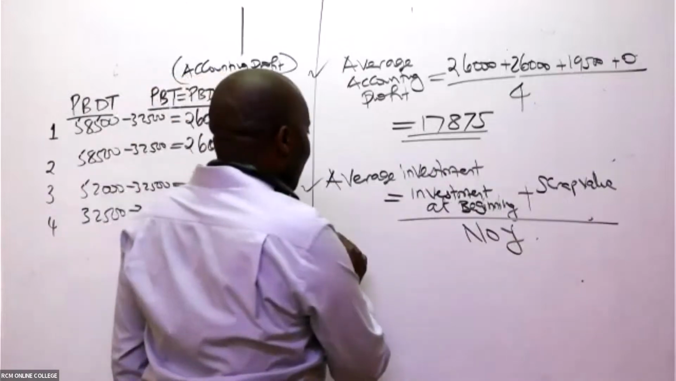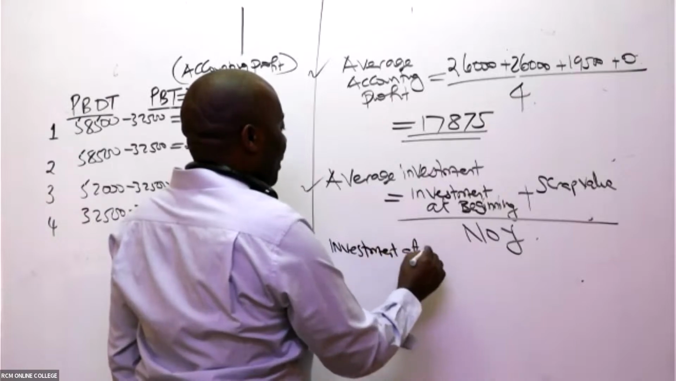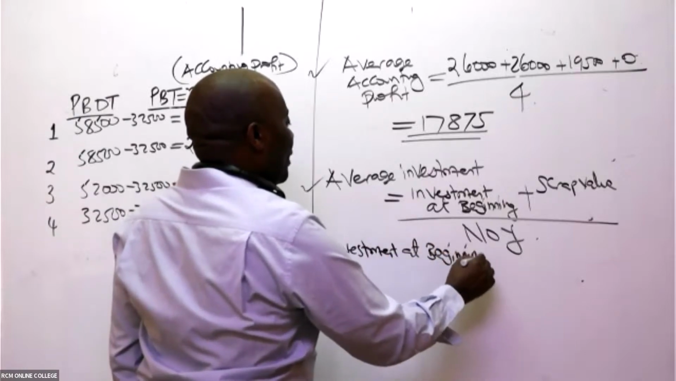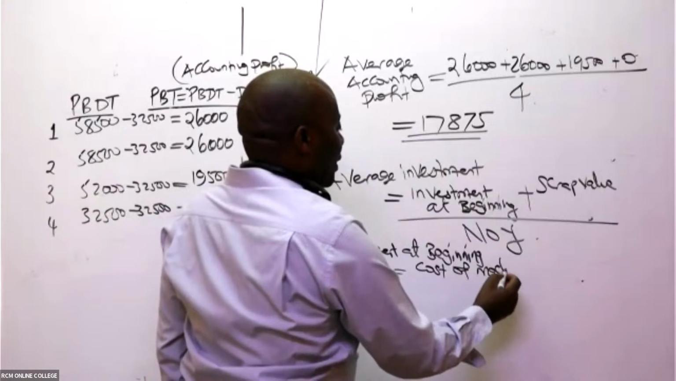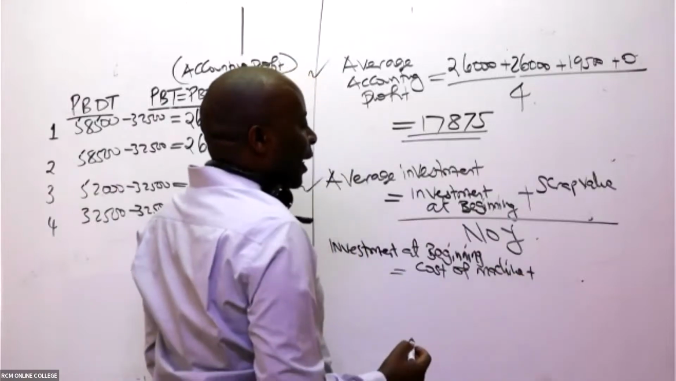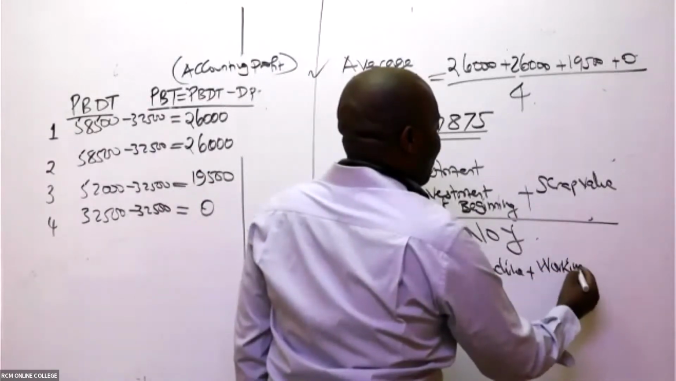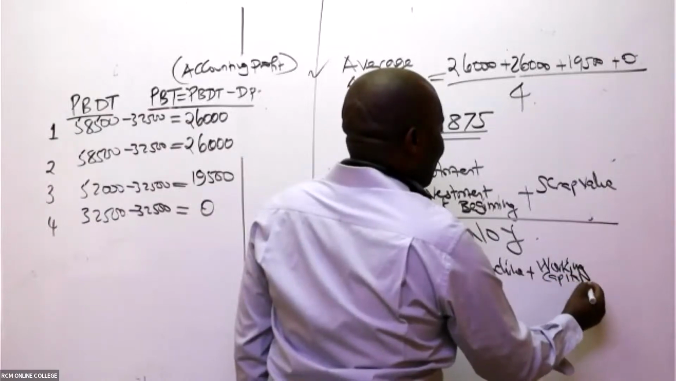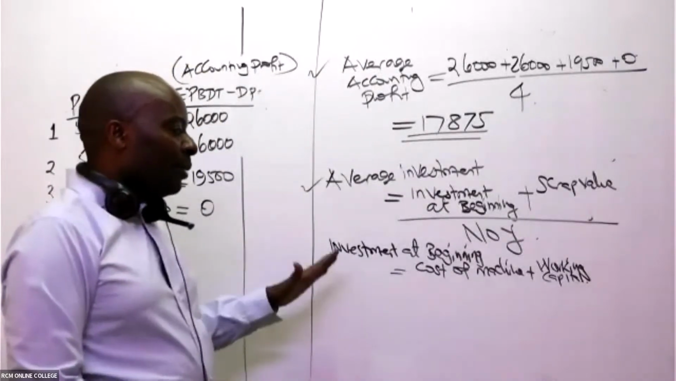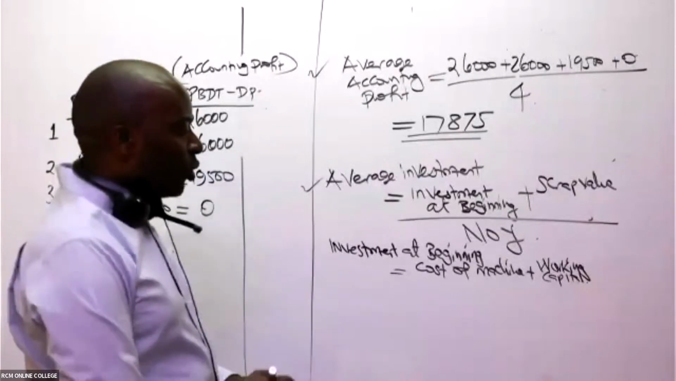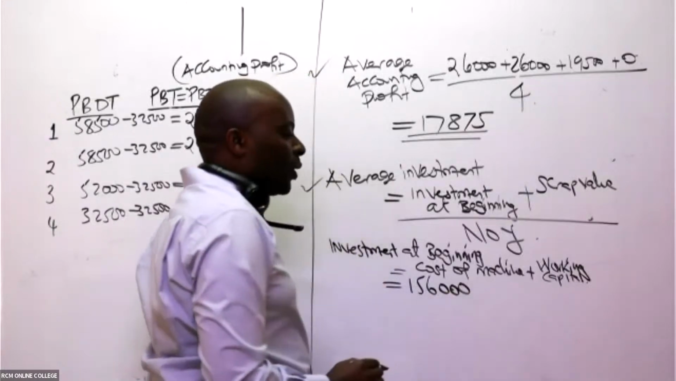Then how do we get our investment at the beginning? To get our investment at the beginning, we shall take the cost of the machine plus any working capital given. So the cost of the machine, in this case, is 156,000.